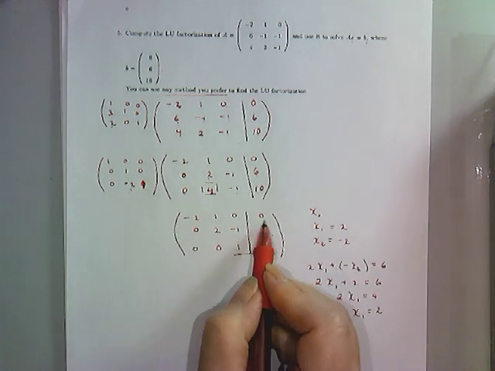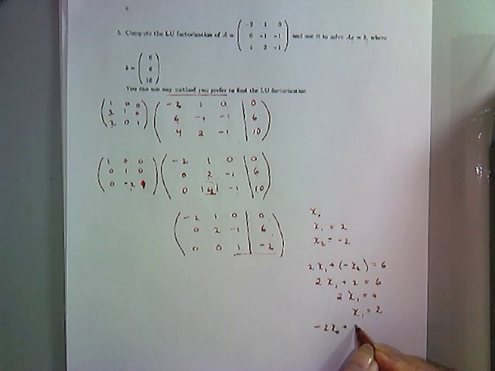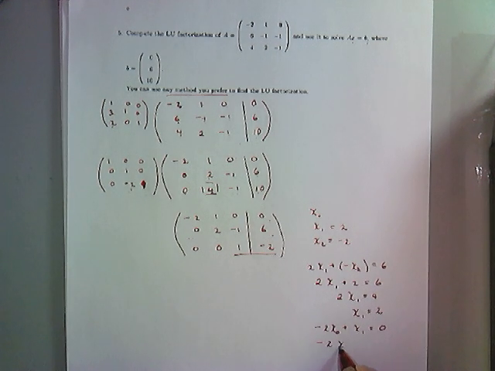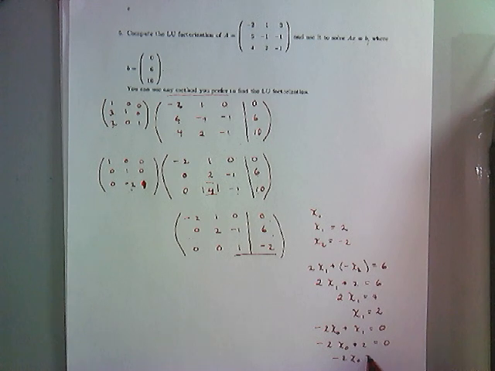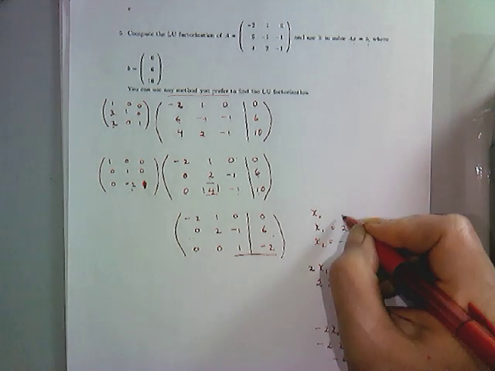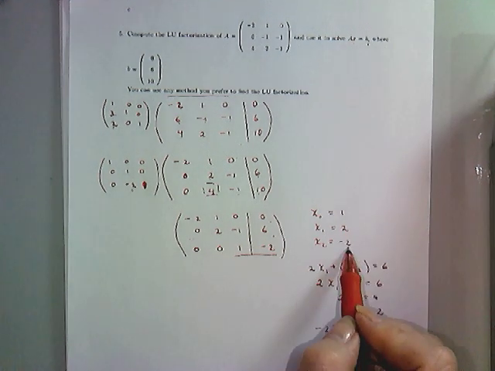And then from the first row, I know that negative 2 chi sub 0 plus chi 1 must be equal to 0, which means that negative 2 chi 0 plus 2 must be equal to 0, which means negative 2 chi 0 is equal to negative 2, and chi 0 must be equal to positive 1. I should go back and write out perhaps my system and check to see whether these will solve it.